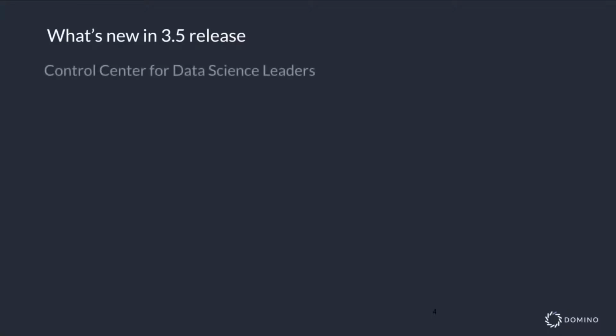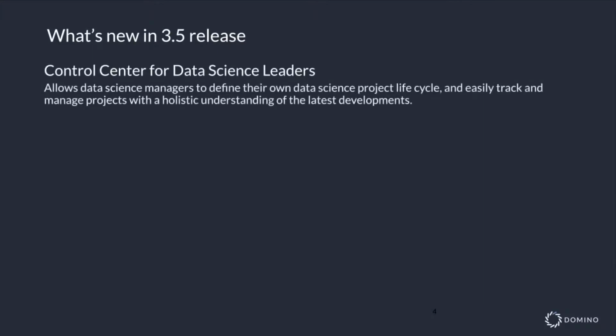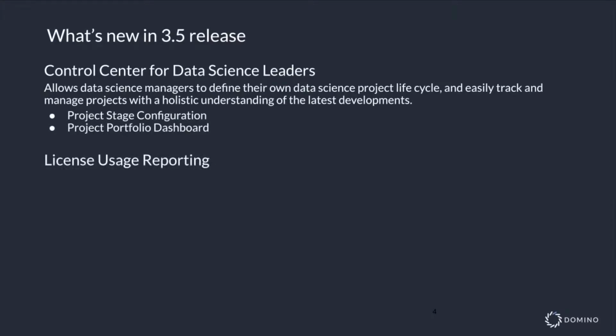To help solve this problem, Domino 3.5 equips data science leaders and IT admins with an enhanced control center, which allows data science managers to define their own data science project lifecycle, and track and manage projects with a holistic understanding of the latest developments through the project portfolio dashboard. In addition to that, our new license usage reporting offers a detailed view of the level of Domino activity for each team member, so that data science and IT managers can manage the allocation of Domino licenses and have full visibility and predictability for their costs.